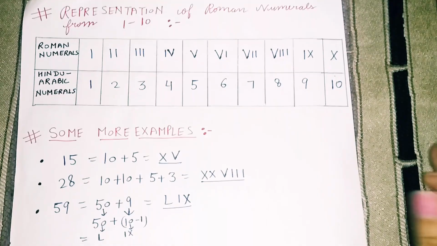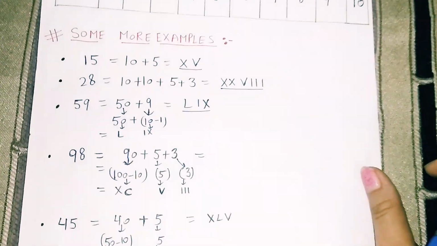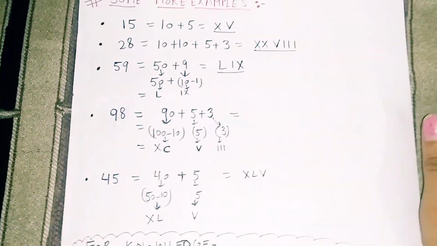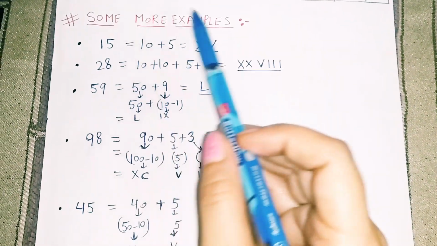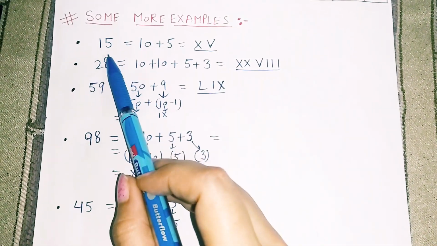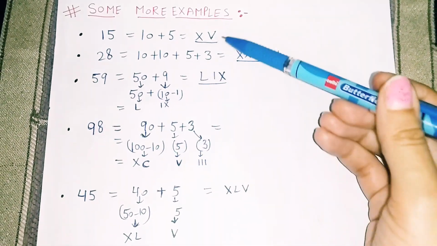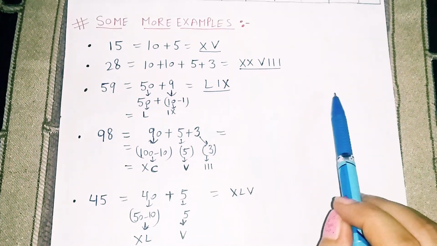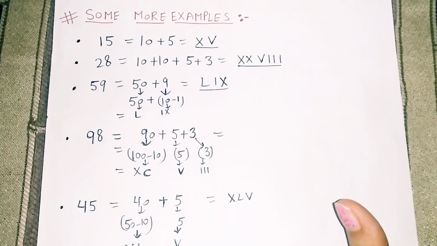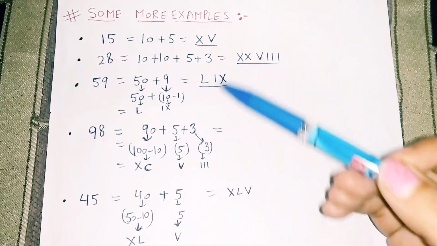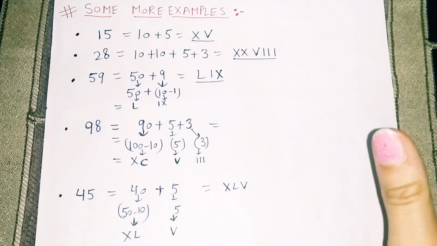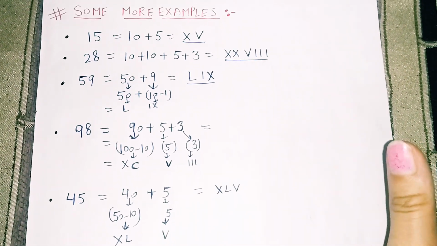Okay. Now let us practice some more examples. How will you represent 15 in terms of Roman numerals? Now for finding out the answer to this, first of all, first rule is that you have to break the value into parts, and then for each part you will write the symbol and then you will join the symbols in the end.